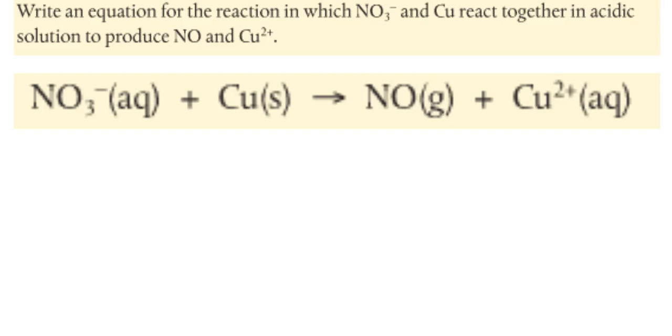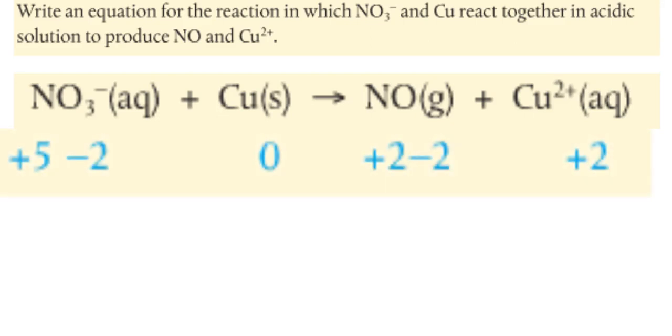And so, if we look at this, let's start off with a problem. Write an equation for the reaction in which the nitrate ion and copper react together in acidic solution to produce nitrogen monoxide and the copper 2+ ion. And so here is exactly that written in equation form. So far we've been assigning oxidation numbers to these. So nitrogen is +5, copper metal is 0, nitrogen in nitrogen monoxide is +2, and copper ion is +2.